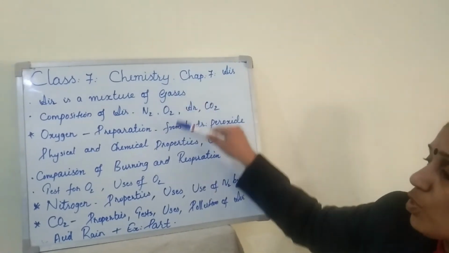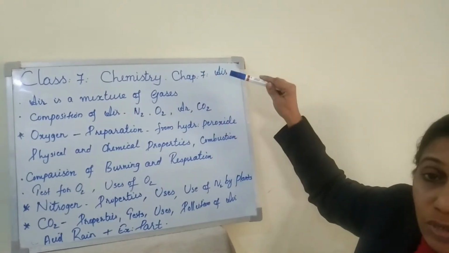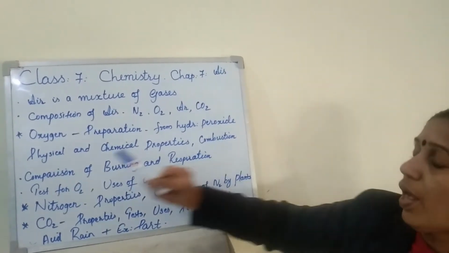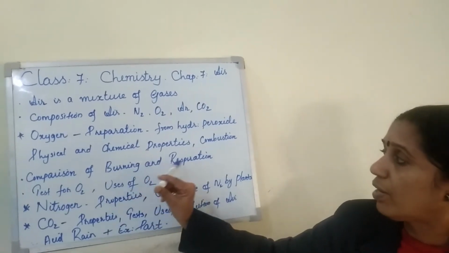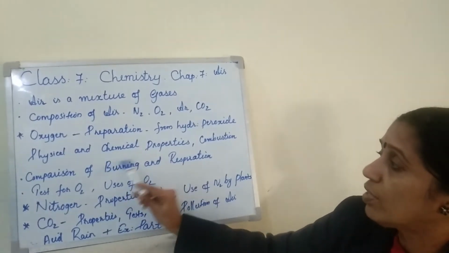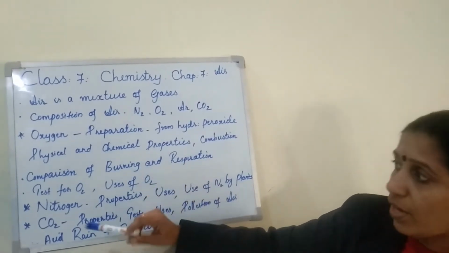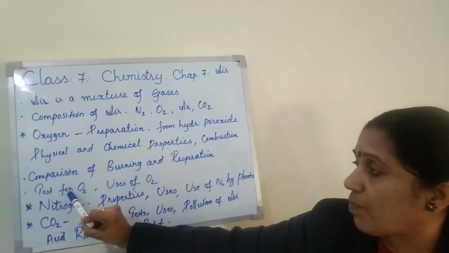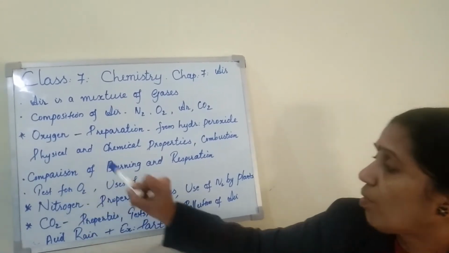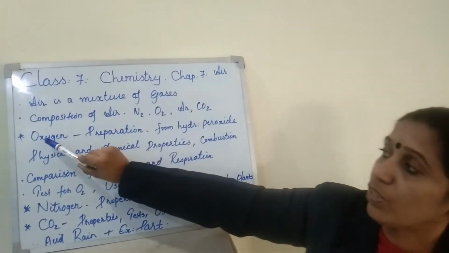These are the topics you already learned in the class, so we will revise all of them again in this video. The next one is comparison of burning and respiration. What are the differences between burning and respiration? Then the test for oxygen. What tests are mentioned here? Oxygen tests. Then uses of oxygen. So these are the topics related to oxygen.